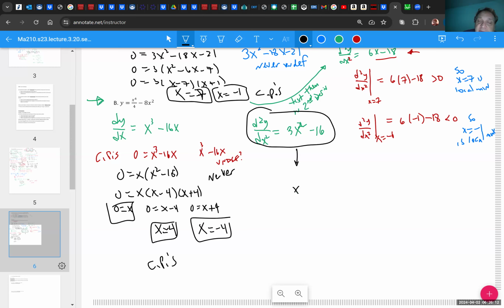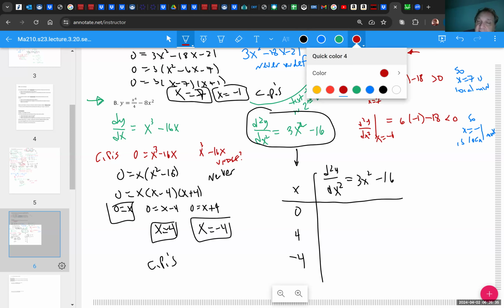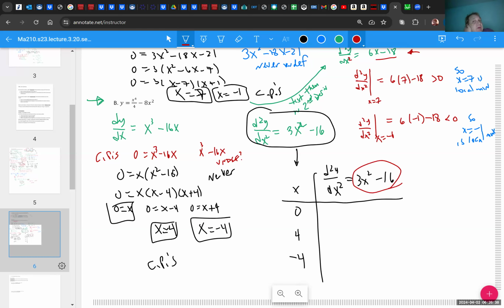So I'm just going to line up a table here. We have 3 different important x values, 0, 4, and -4. And for each of those, I'm going to plug it into the second derivative to do my second derivative test. So the table is just organizing the information, so it's a little easier to see it all. All right, I'm going to plug in 0. I plug it into this equation right here because that's my second derivative equation. I get 3 times 0 squared minus 16, which is negative 16, which is less than 0. So it's concave down, so it's a local max.